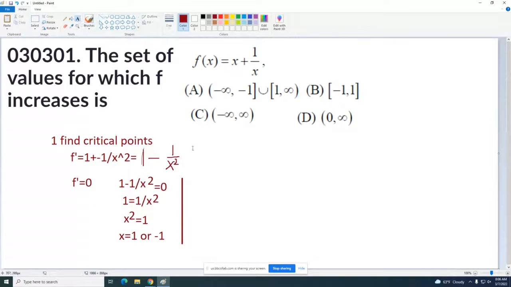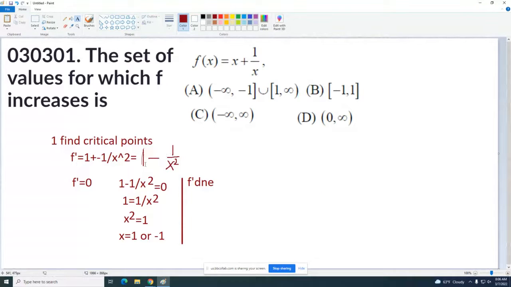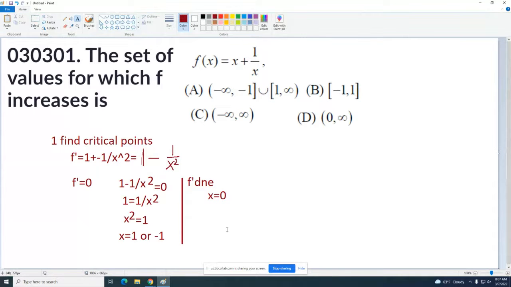Okay. And then we also have the derivative undefined. When it's undefined, you see there is division. Whenever you try to find an undefined point, it depends on how the function is being constructed. In this case, it's 1 minus 1 over x squared. So the undefined point is when you have division by 0. So x equal to 0 is the point.